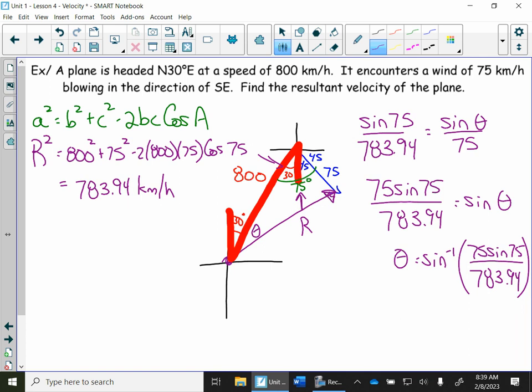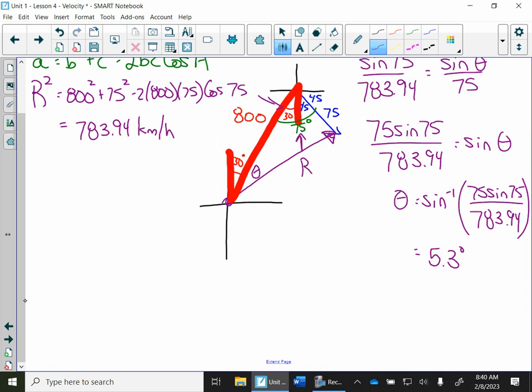783.94. And on my calculator, I get, oh, close to the last one. I got 5.3 this time. Okay, so let's answer the question. The resultant velocity is, what was our speed?